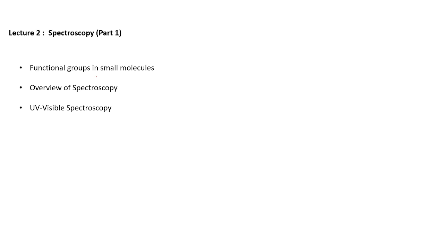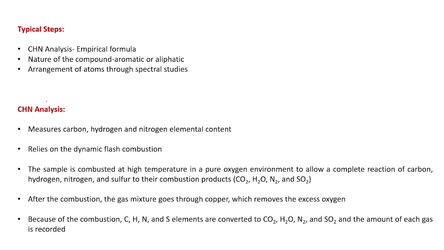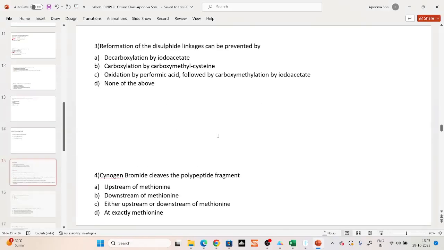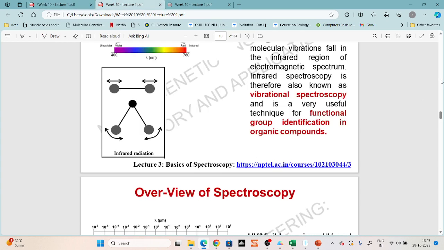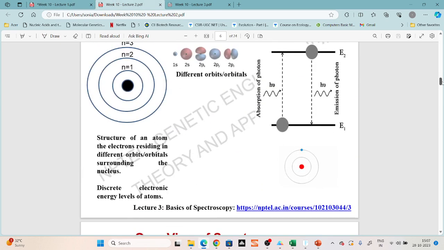Now we'll come to lecture 2, which is about spectroscopy. In lecture 2, we have studied the spectroscopic techniques and the basics of spectroscopy, and how to study the functional groups in small molecules. First, the overview of spectroscopy, and then we studied UV-visible spectroscopy. Now we have some questions over here, but before going to the questions, we'll first quickly recap what we have already studied. Just a minute. And then we'll again come to the questions as we did earlier. Okay? Fine. Okay, just a minute.